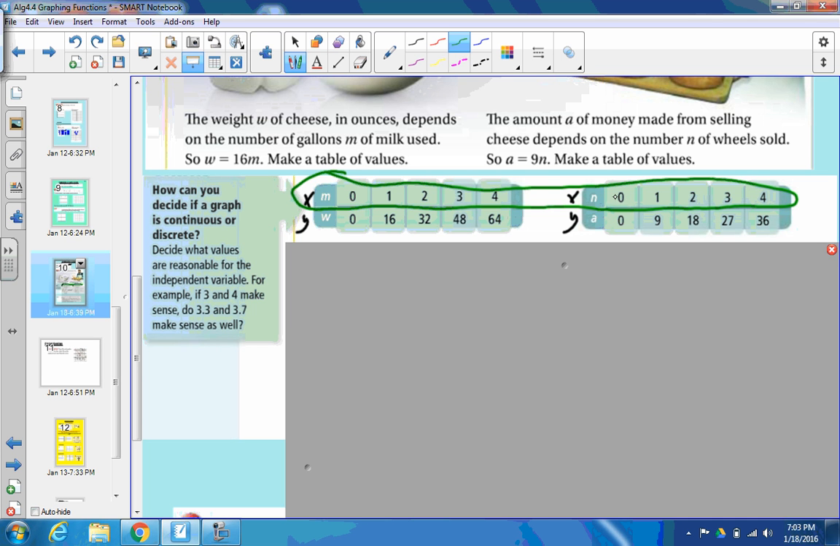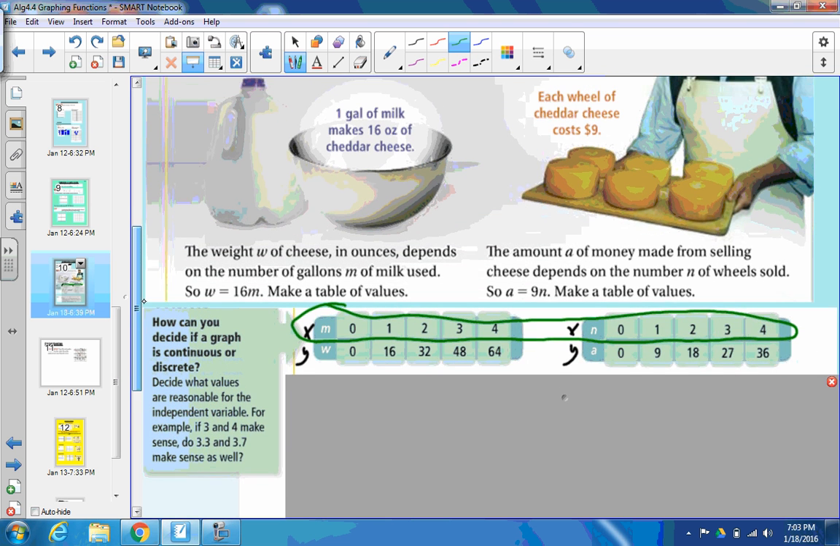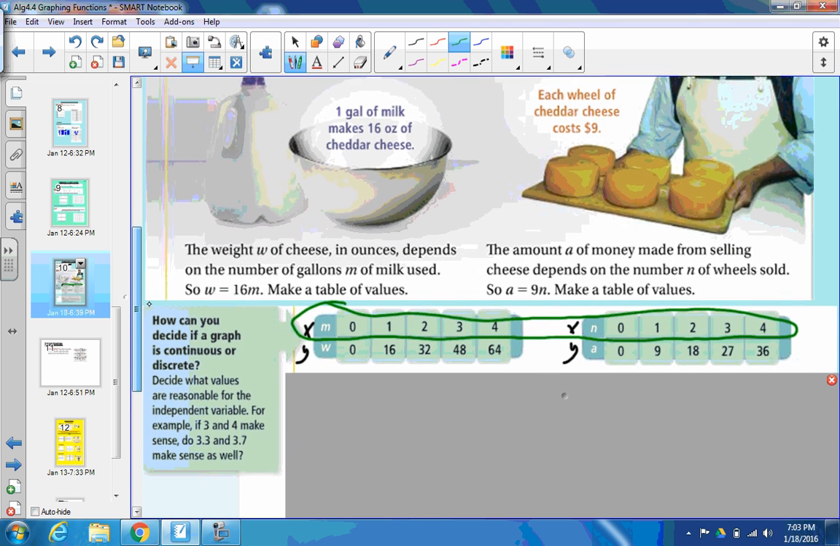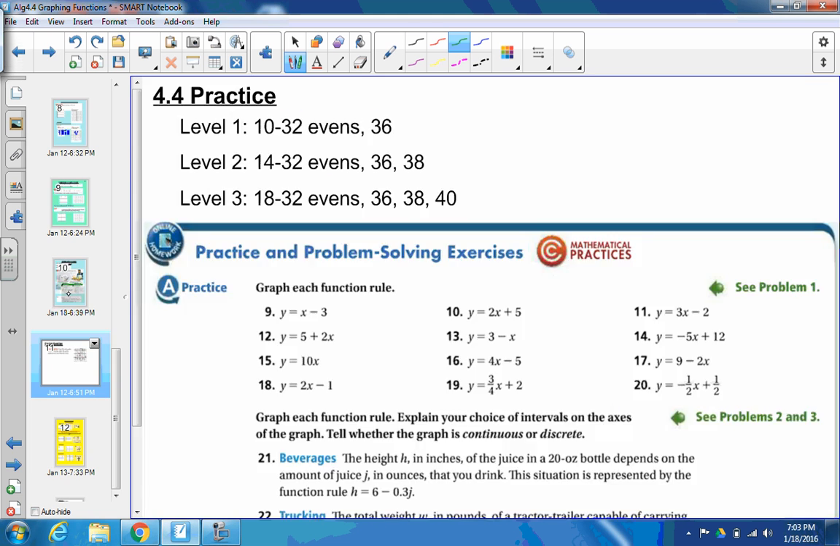And 0, we could sell 0 wheels of cheese. We could sell 1 wheels of cheese. Would you sell 1.5 wheels of cheese? I don't think so, because that wouldn't be a wheel of cheese. It comes as a wheel. It doesn't say you can sell half wheels of cheese.